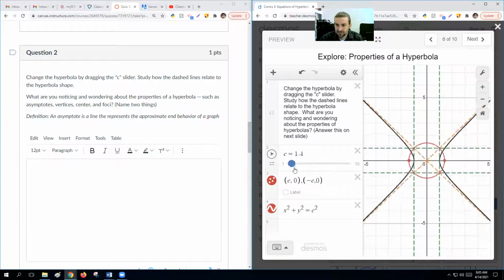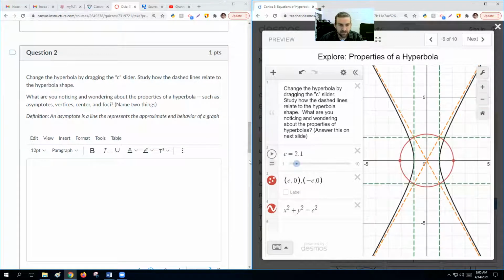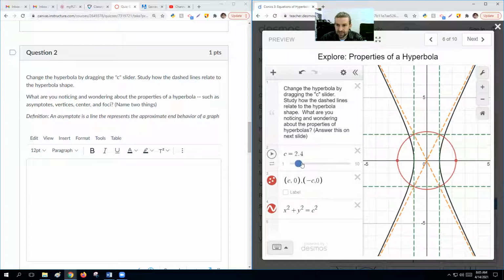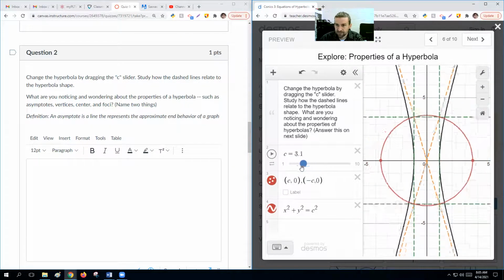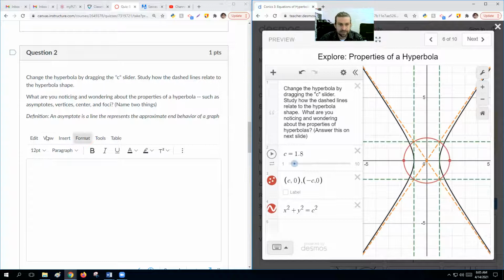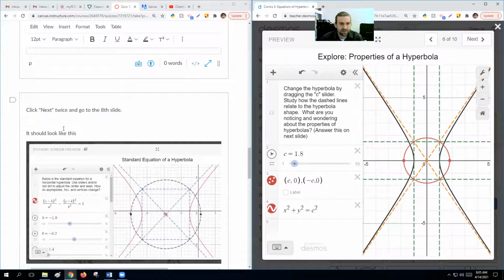Center doesn't change, it's still there. The vertices are still there. Anything else do we notice here? What about the focal points that we're talking about? The asymptotes? Well, the asymptotes also, as C gets bigger, the asymptotes get steeper too. Those are those diagonal lines there. So there was just a couple things.